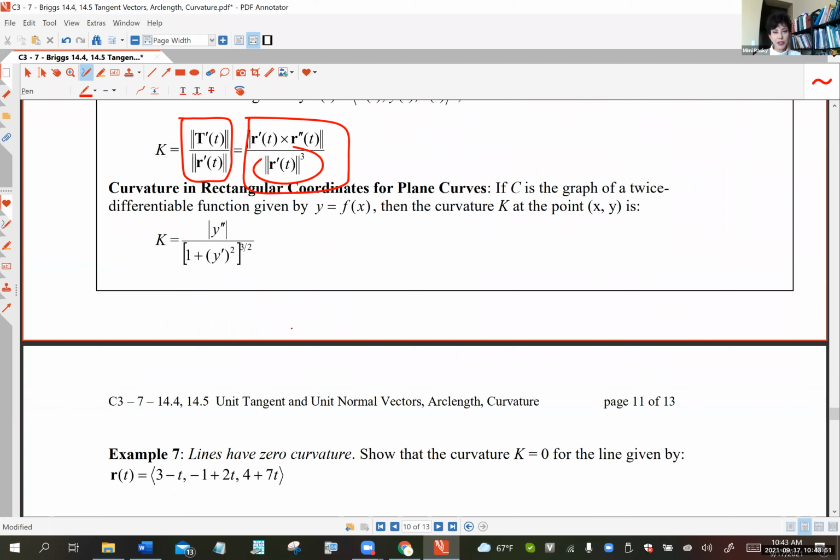And we'll do both of those in a moment. And then the last kind of curvature is very specific, because this only works in 2D. And a very special case of 2D, where you have the curve already handed to you and written as y equals some function of x. You don't always get that. But if you do, then you can use this curvature formula. All right, so let's do some curvature stuff.